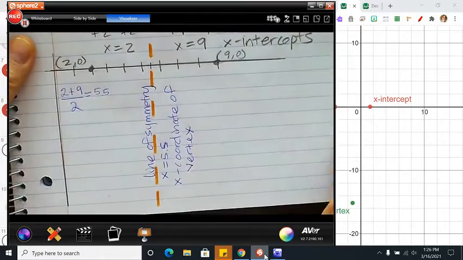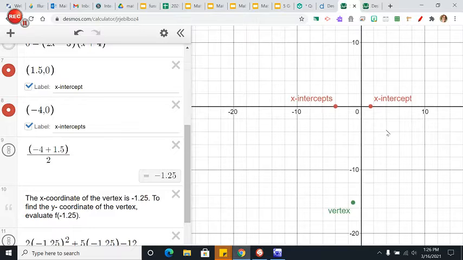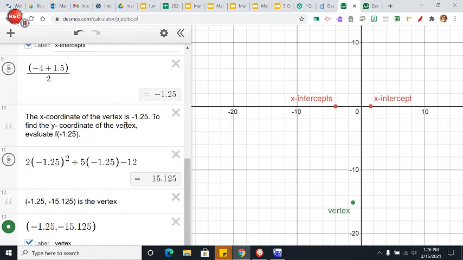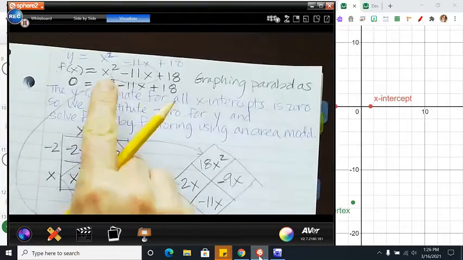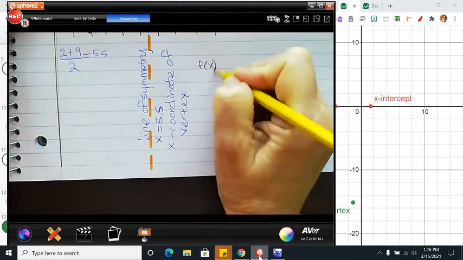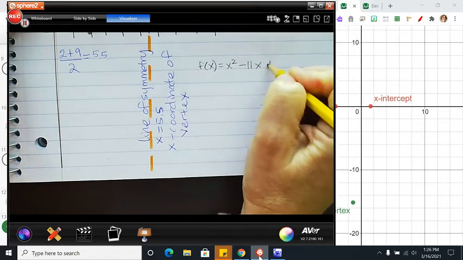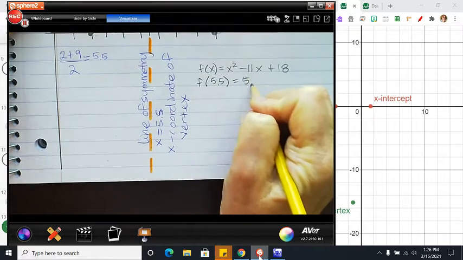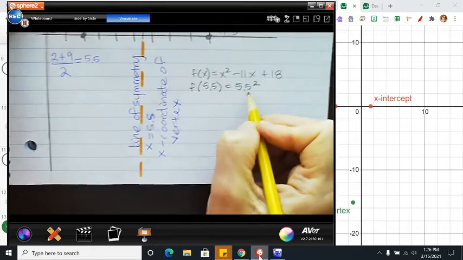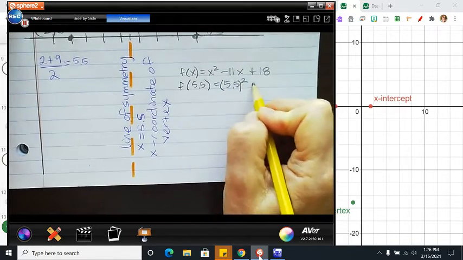Then, to get the y-coordinate, all you're going to do is, we showed it on the notes right here. For me, the x-coordinate of the vertex was -1.25. To get the y-coordinate, I evaluated f of -1.25. So I just plugged in -1.25 into my equation to get the y-coordinate of the vertex. So for this one, my equation was x squared minus 11x plus 18. So I'm going to evaluate that at 5.5. So I can use Desmos to do this. If this were a negative, I would have it in parentheses. Maybe I'll just put it in parentheses.